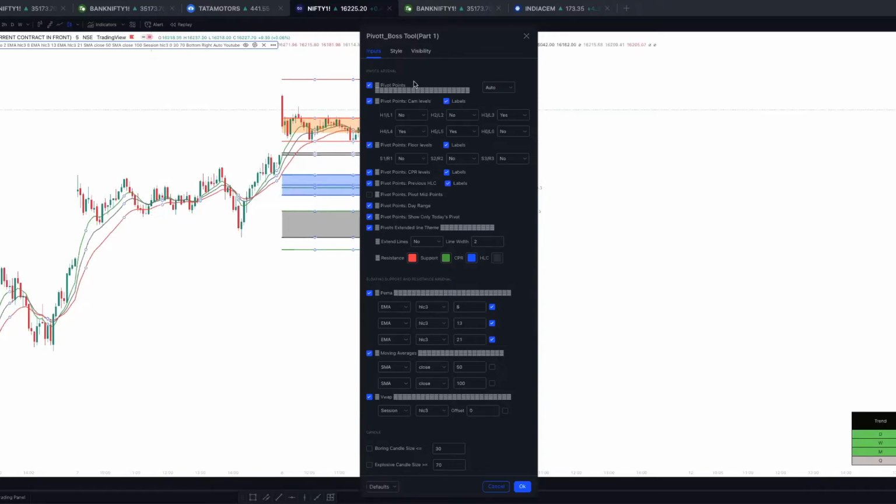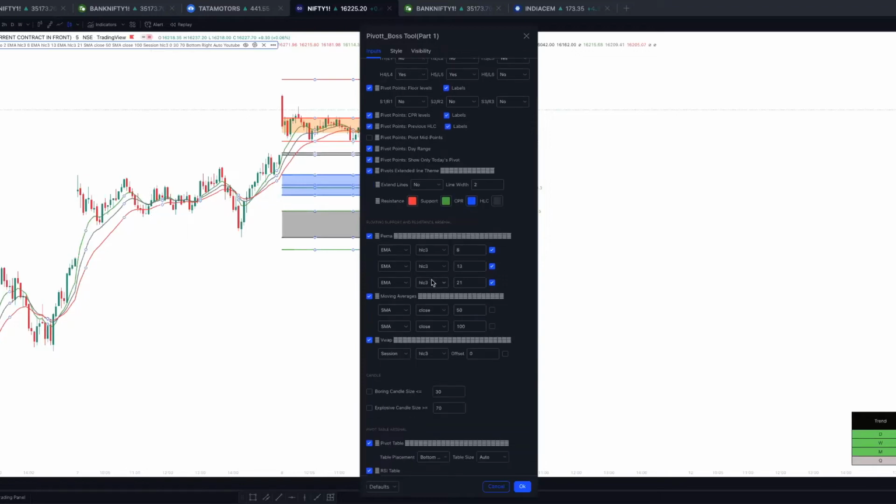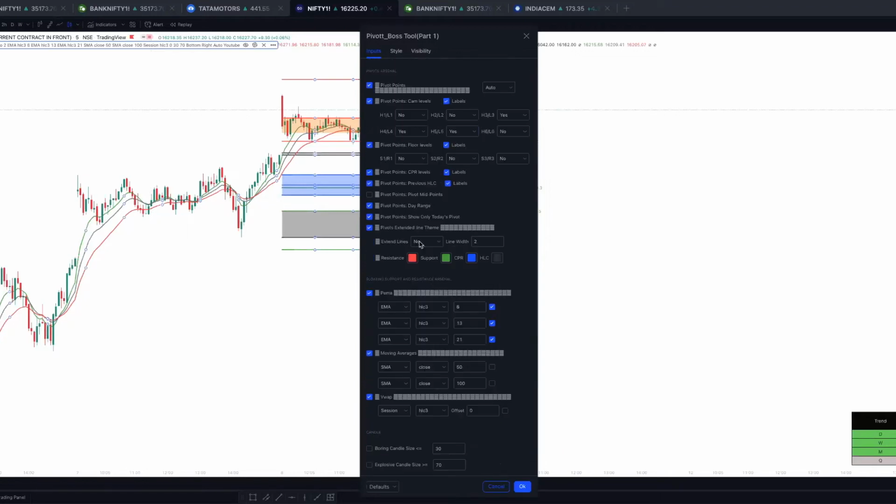Sure. So we'll go into the settings so you'll know what things are available. He has given the pivot points time frame, which you can refer to. Then he has provided Camarilla levels, and in Camarilla he has given the option of which levels you want visible, from H1 to H6, everything is available. Apart from this, he has also provided an option for floor levels. Then next is CPR, the central pivot range. Next is previous high, low, close.